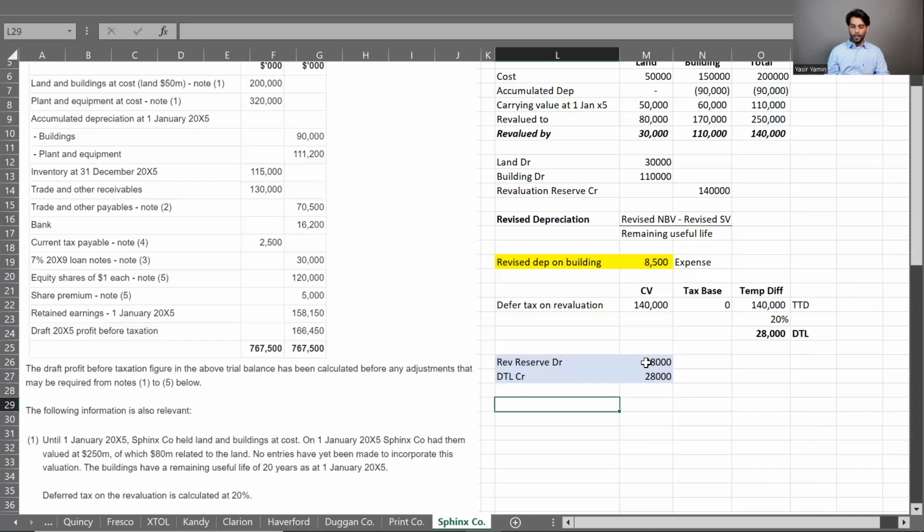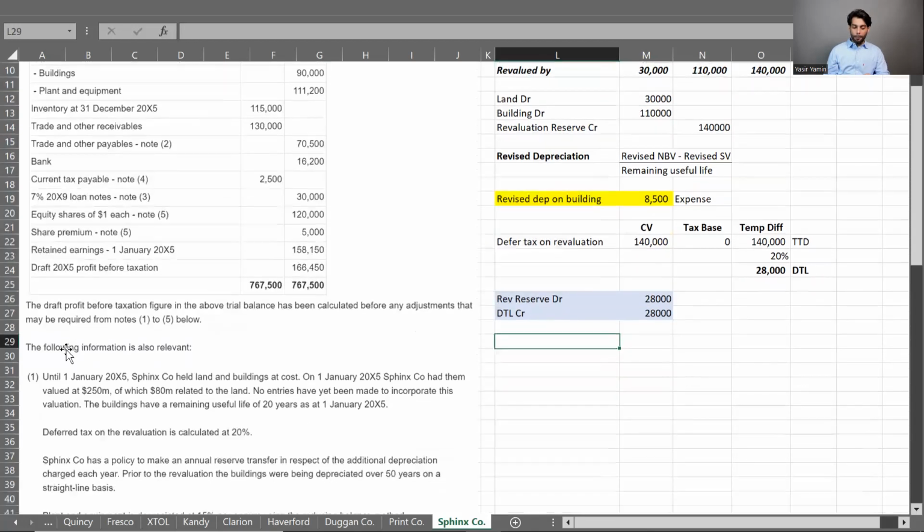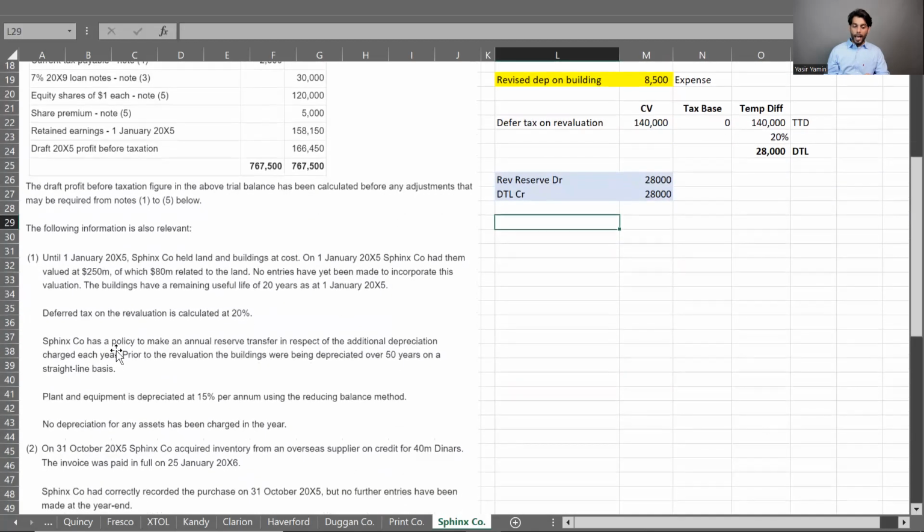Let's move on. Your examiner says that Sphinx Company has a policy to make an annual reserve transfer in respect of the additional depreciation charged each year. Prior to the revaluation, the buildings were depreciated over 50 years on a straight line basis. Now, what is this whole paragraph all about?